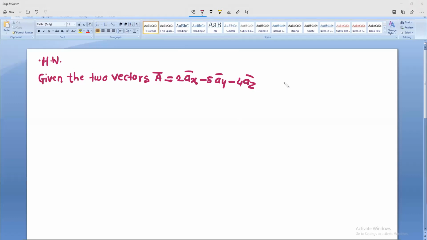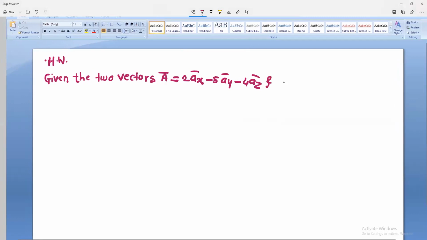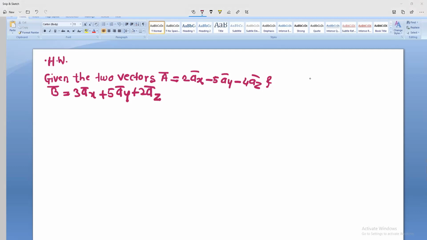and B bar is equal to 3 a bar x plus 5 a bar y plus 2 a bar z, and find the dot product and angle between two vectors.